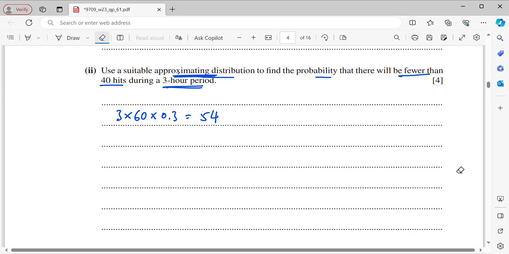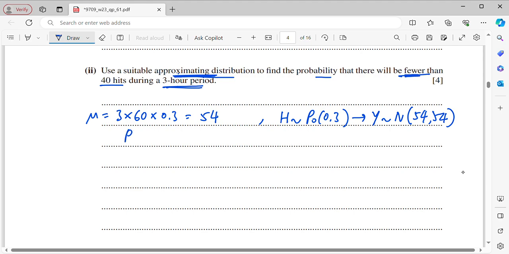So let me define first: the number of hits H is Poisson distributed with 0.3. This is per minute. So now I will approximate to Y, which is normally distributed with mean 54 and variance 54, because this is our new mu. So now you need to calculate the probability that the number of hits is less than 40, so P(H < 40).